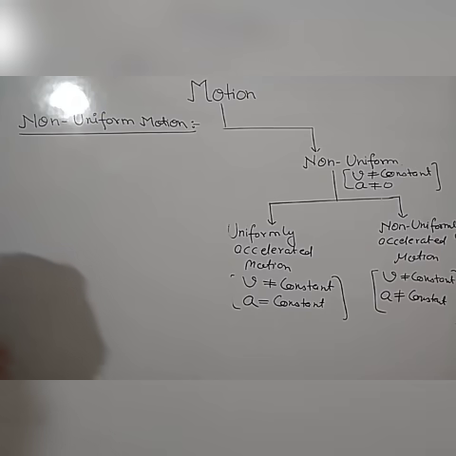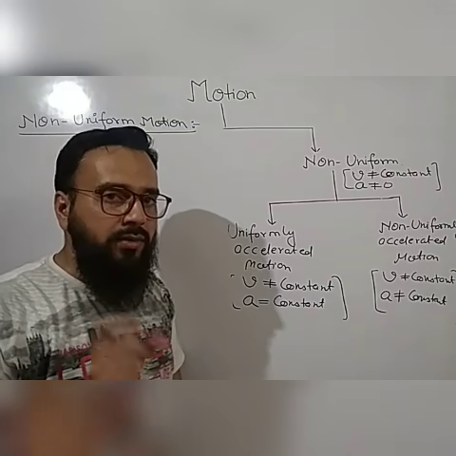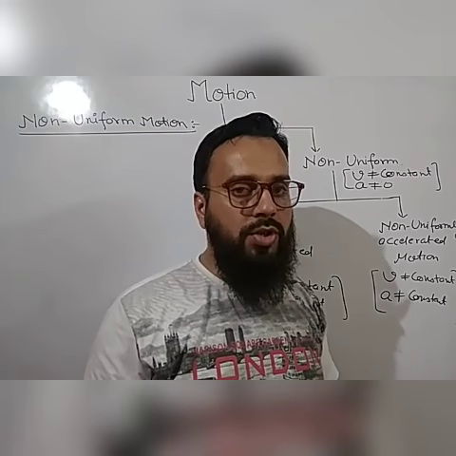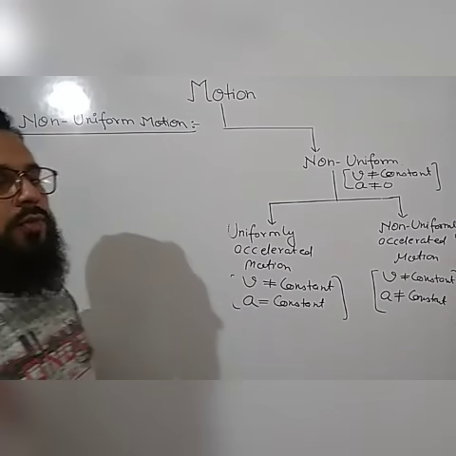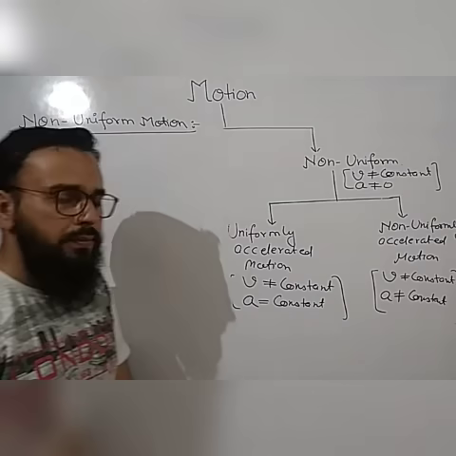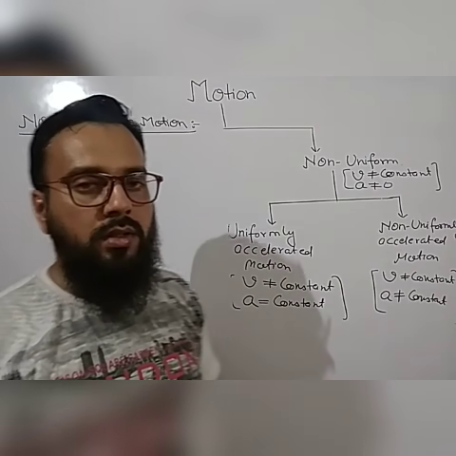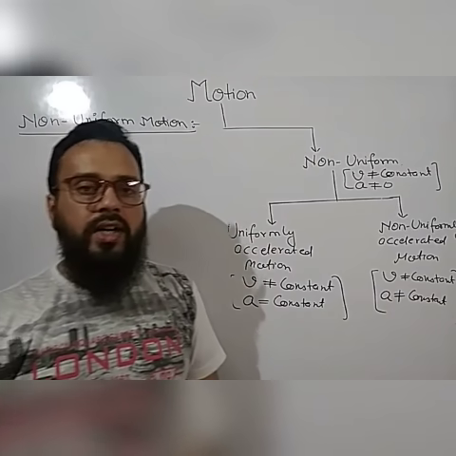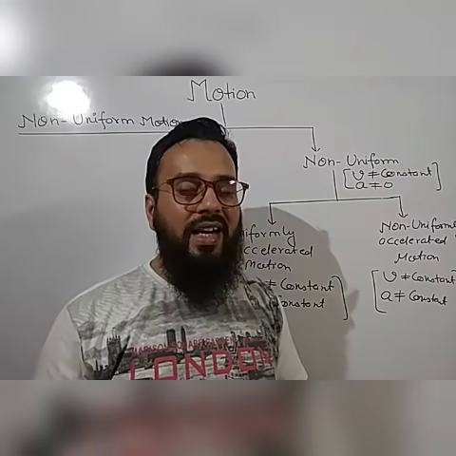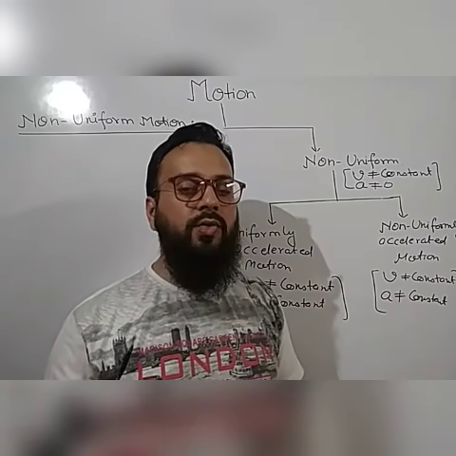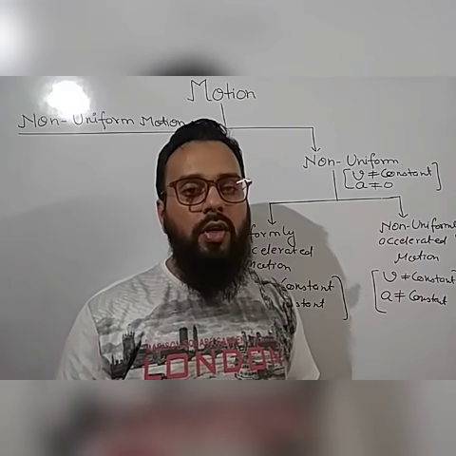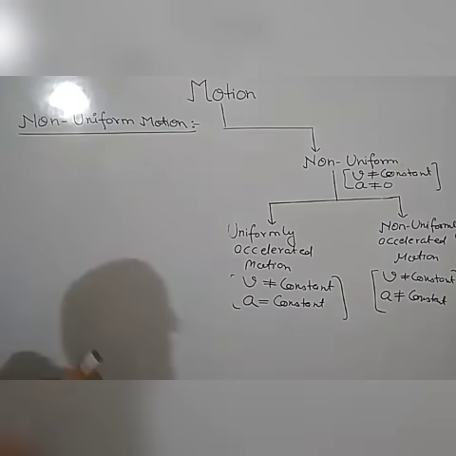So what was uniform motion? When the body covers equal distance in equal interval of time, then that motion is said to be uniform motion. So what will be non-uniform motion? First note down the definition. When a body covers equal distance in unequal interval of time or unequal distance in equal interval of time, then such a motion is said to be non-uniform motion. I am just writing it here.